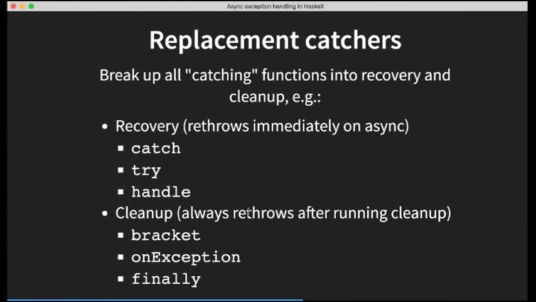And the final thing we're going to replace is the catchers and the cleanup functions. In the case of the recovery functions, which are things like catch, try, and handle, those things are actually going to check if the exception that they're dealing with is an async exception. If it's an asynchronous exception, it will immediately rethrow it and not allow you to recover. By contrast, a cleanup function like bracket, onException, or finally is going to rethrow the exception, whether it's synchronous or asynchronous, after you've done the cleanup. And this way, you're able to get that distinction between recovery and cleanup based on the types of the exceptions.